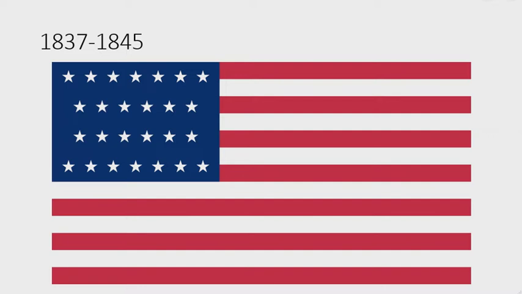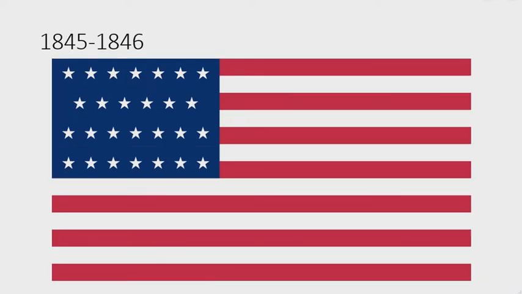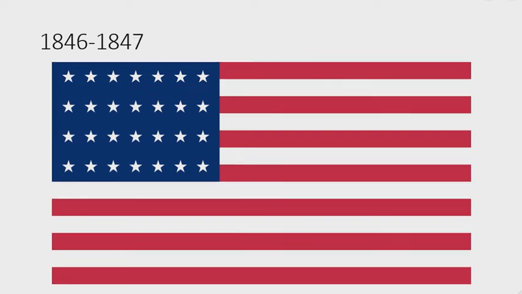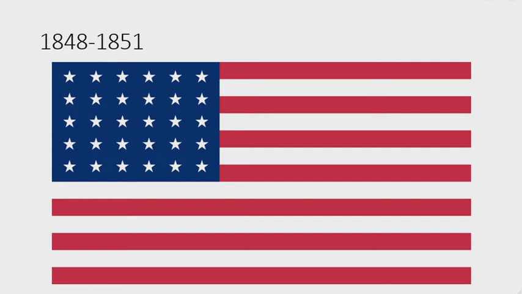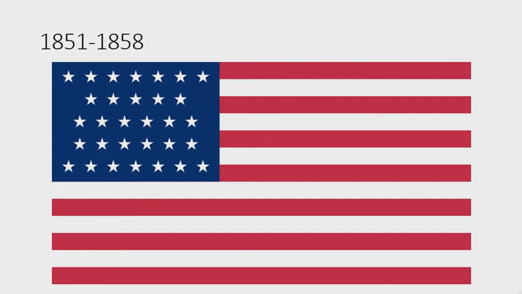1837 to 1845, there are now 26 stars. 1845 to 1846, there are now 27 stars. 1846 to 1847, there are now 28 stars. 1847 to 1848, there are now 29 stars. 1848 to 1851, there are now 30 stars.